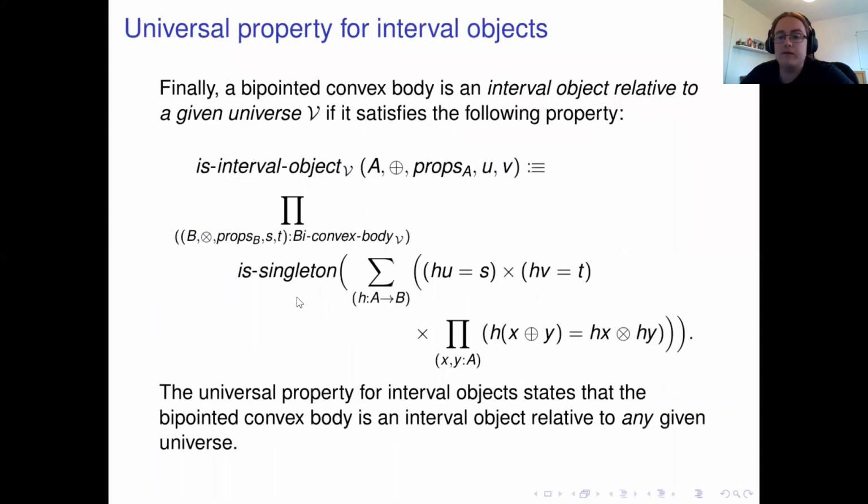So we finally arrive at the structure of an interval object, which is characterized by a universal property on bipointed convex bodies. The convex body with underlying type A is an interval object relative to a universe V, if given any other convex body in that universe with underlying type B, there exists a unique map H from A to B that preserves the endpoints and is a midpoint homomorphism. The universal property then says that a convex body is an interval object if it's an interval object relative to any given universe. It might be a little hard to wrap around what this map is supposed to be doing.